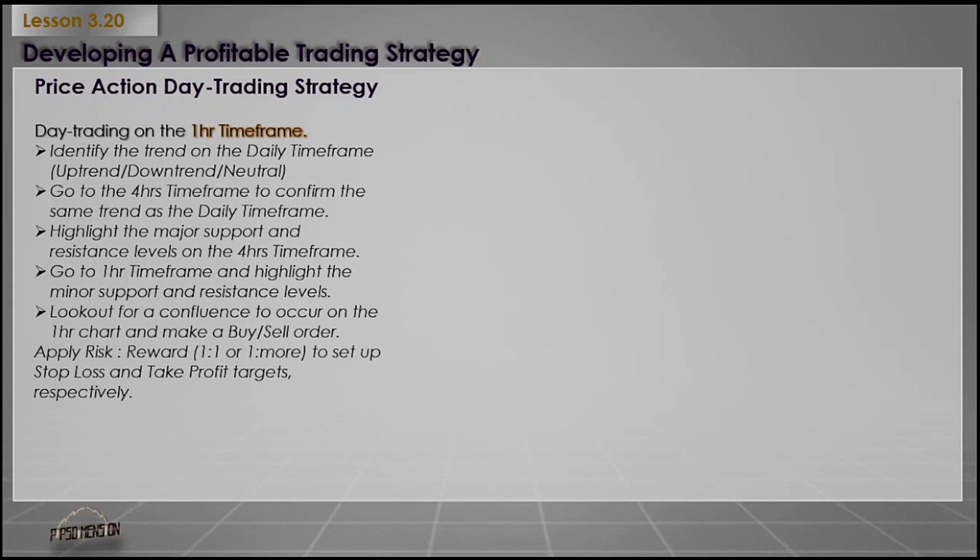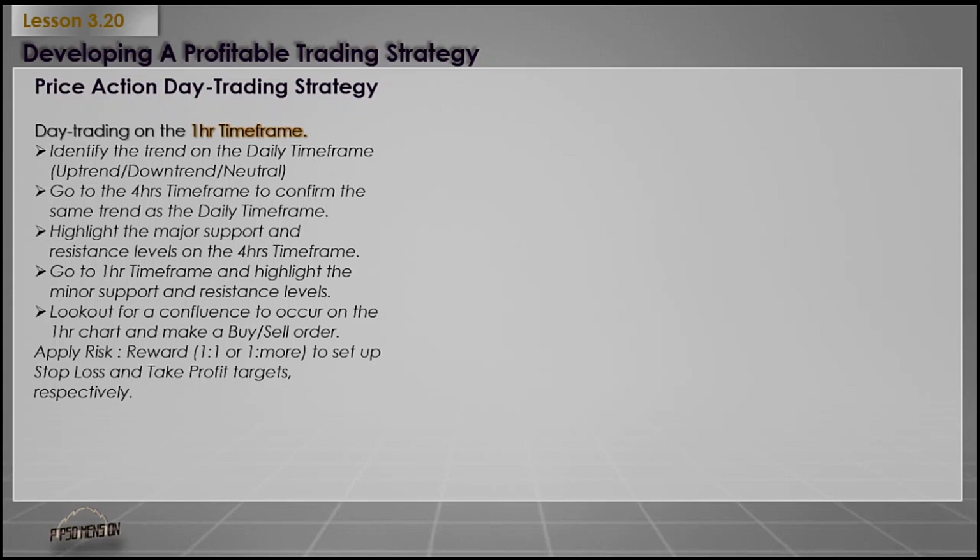But we are going to apply the same price action trading strategy on the 1 hour time frame or the 30 minutes time frame. And if you still want to see results much quicker, you can use the 15 minutes time frame for day trading. So step 1, you need to go to a higher time frame to be able to know the trend. For the day trading strategy, you need to move to the daily time frame to identify the trend.